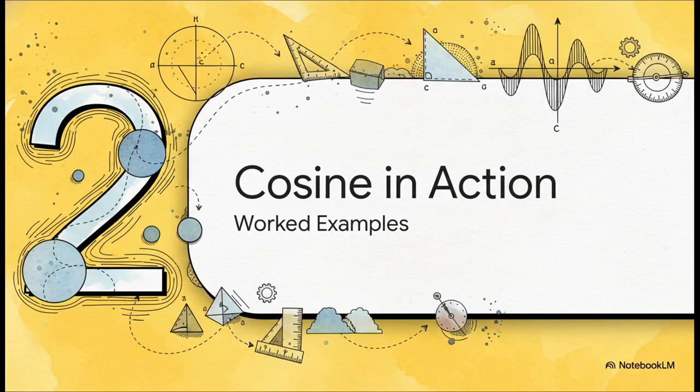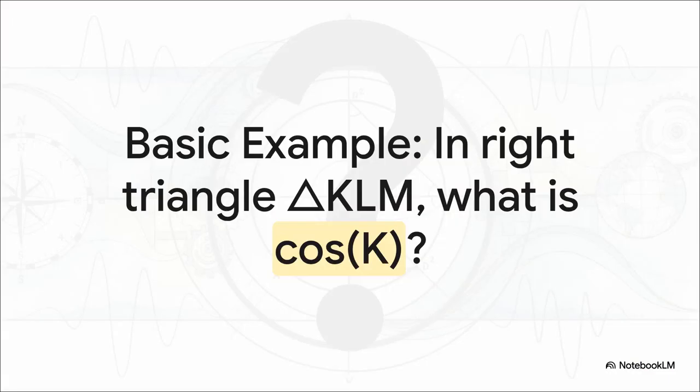So the theory is all well and good, but let's get our hands dirty and see how this actually works. We're going to walk through 3 examples, starting out easy and then building up, just to make sure this concept really clicks. All right, first one up. We've got a right triangle here, triangle KLM, and all the side lengths are right there for us. The question is as straightforward as it gets. What is the cosine of angle K?